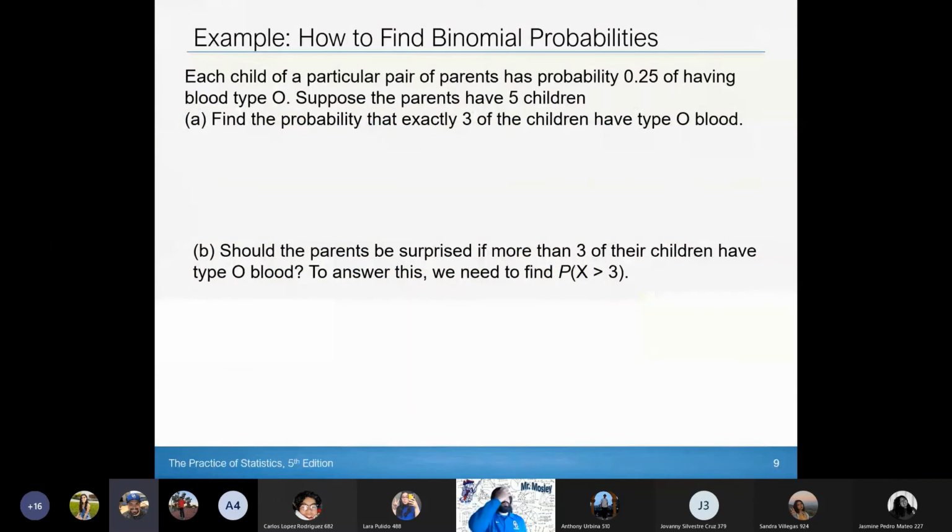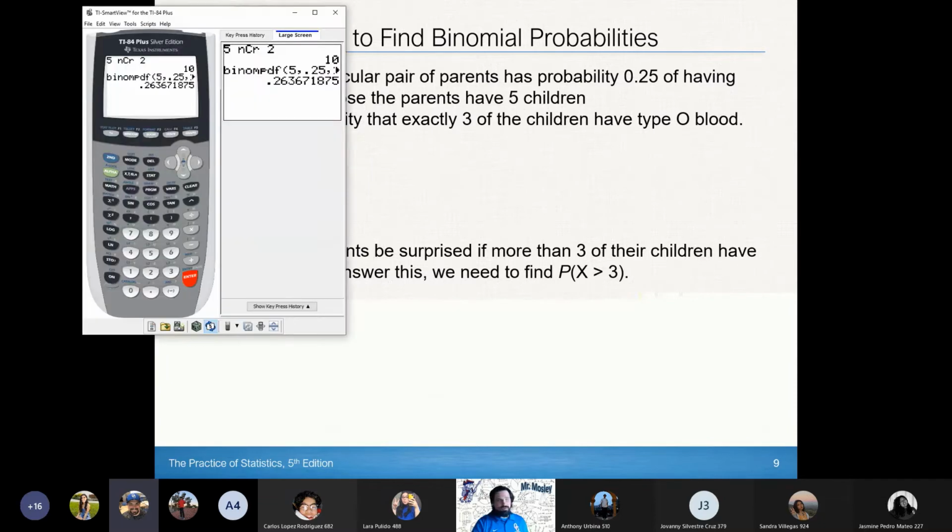All right, so examples. Again, each child of a particular pair of parents has probability 0.25 of having blood type O. Suppose the parents have 5 children. Find the probability that exactly 3 of the children have type O blood. And if we want to, we can do this on our calculator. I could even do second entry and just put a 3 in here and be done.